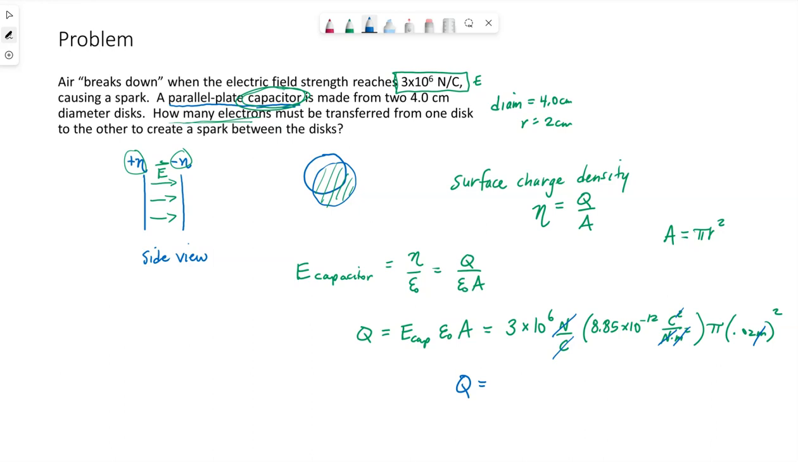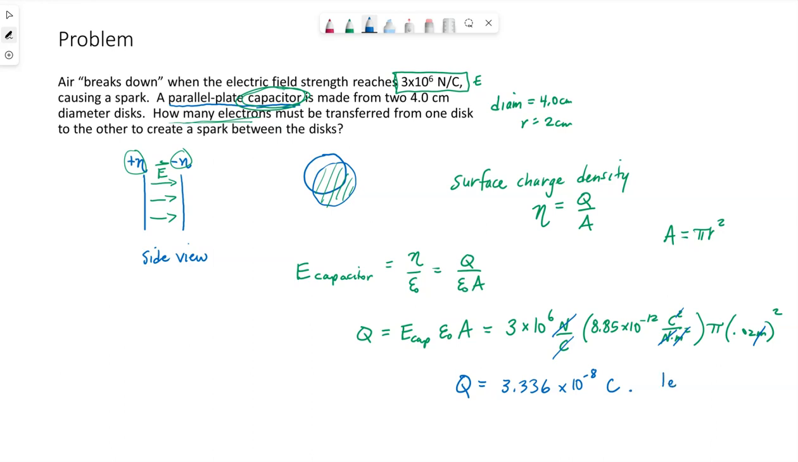So plugging the numbers in, I'm getting 3.336 times 10 to the negative 8 coulombs. The question, though, is how many electrons? So essentially, to have this negatively charged plate have a negative charge of 3.336 times 10 to the negative 8th coulombs, how many electrons would need to be there?